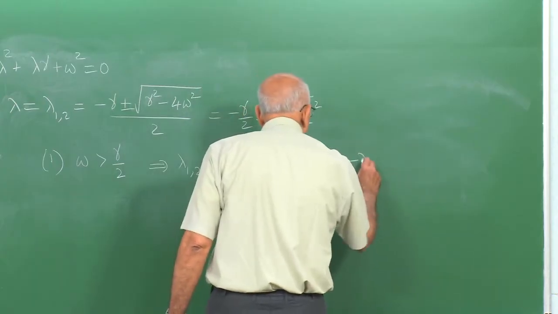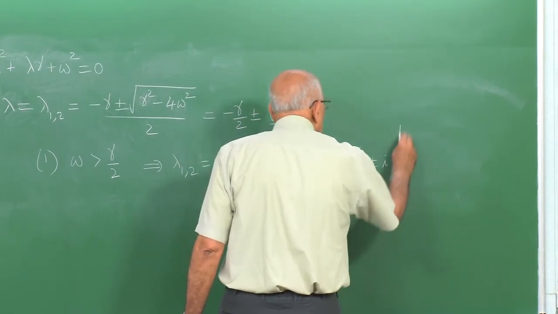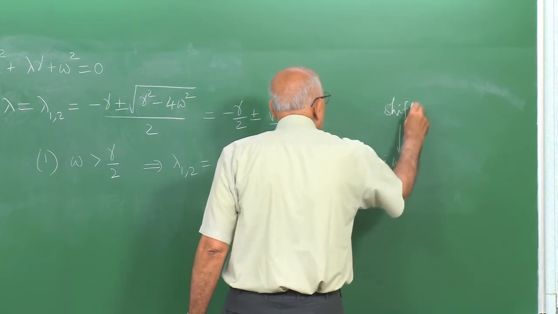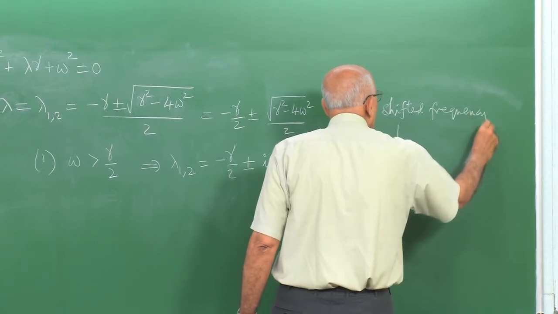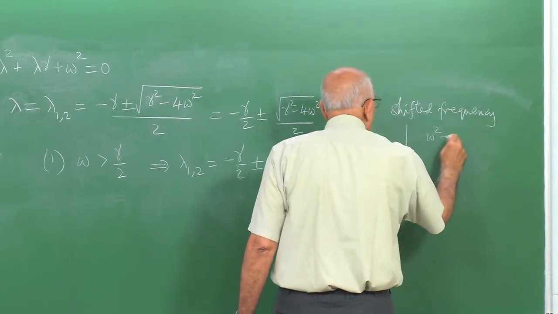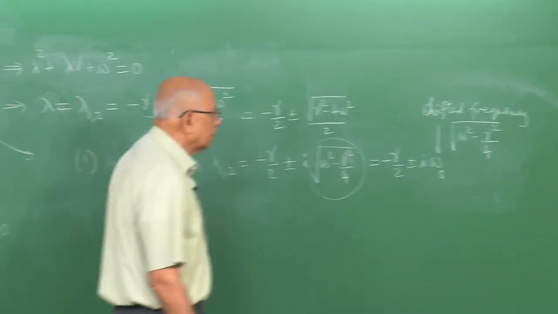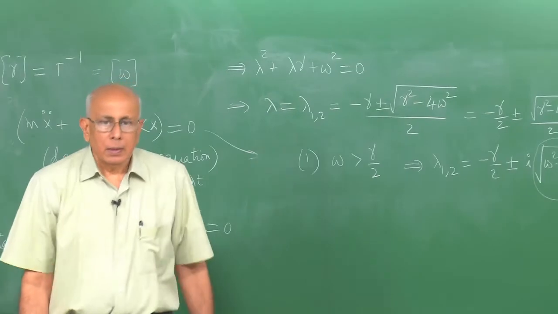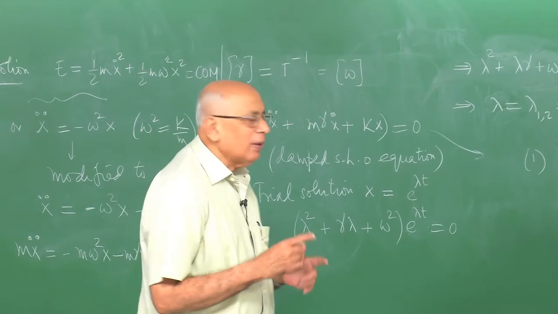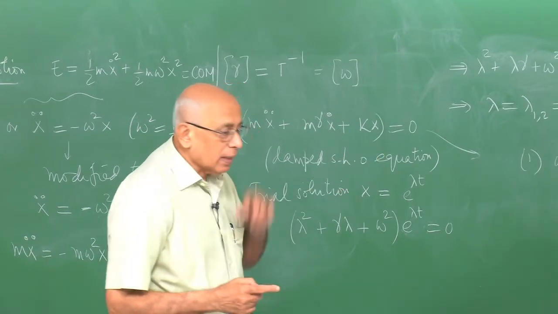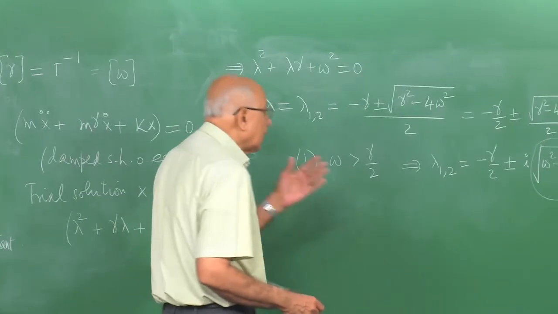This is equal to minus gamma over 2 plus or minus i times omega shifted. So this is the shifted frequency, or shifted angular frequency, the square root of omega squared minus gamma squared over 4. So we still have the possibility of oscillatory solutions, but the frequency is shifted and there is a minus gamma over 2 sitting outside. So this tells you that the solution is exponentially damped.